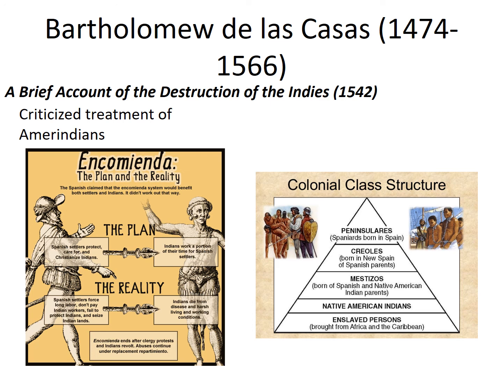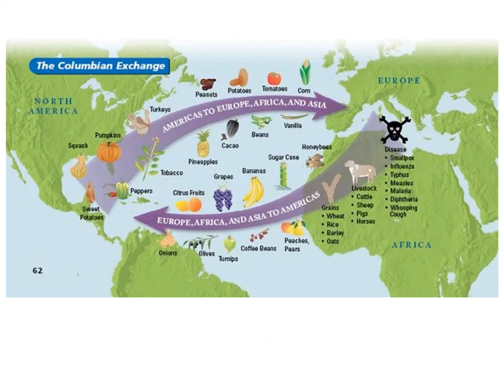The Creoles were born in New Spain, of course, of Spanish parents, so they were still full-blooded Spanish, but born in the New World. Mestizos were born of Spanish and Native American Indian parents. Then, of course, the Native American Indians under them, and the enslaved persons brought from Africa and the Caribbean after that.